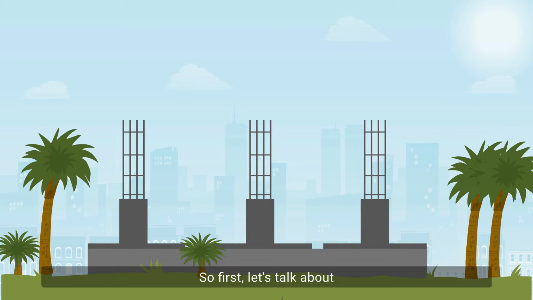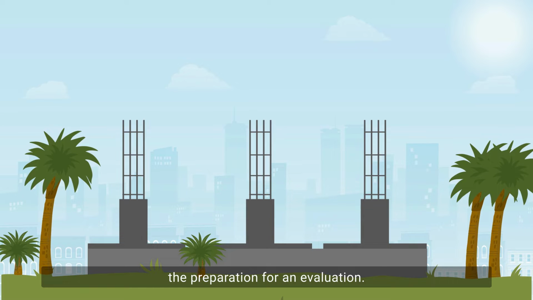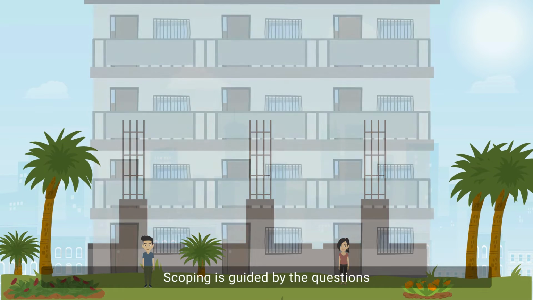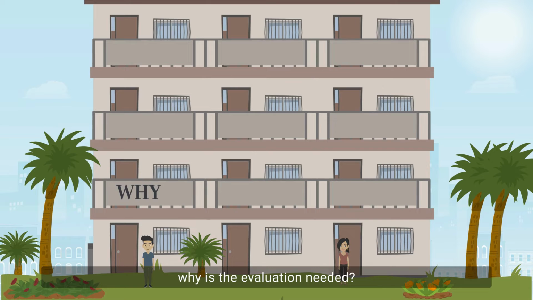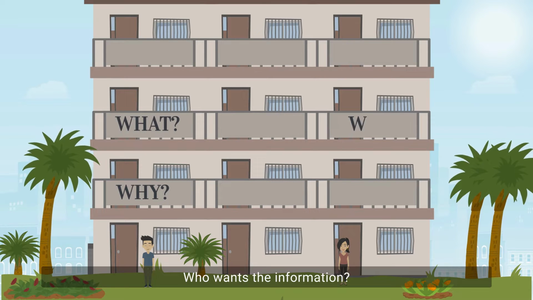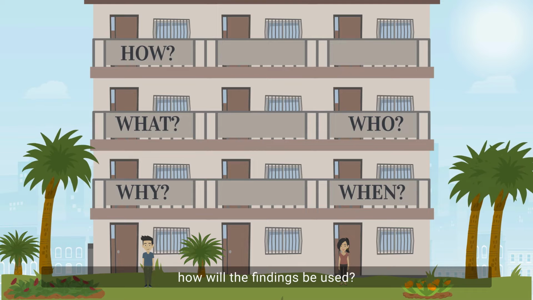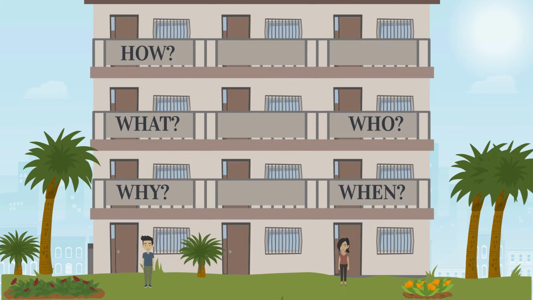So, first, let's talk about the preparation for an evaluation. First and foremost, the foundation of an evaluation is critical to its success. Scoping is guided by the questions: why is the evaluation needed? What will be evaluated? Who wants the information? What is the indicative budget for the evaluation? When are findings needed? How will the evaluation be managed? And how will the findings be used?